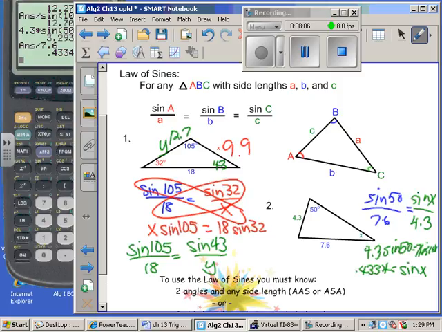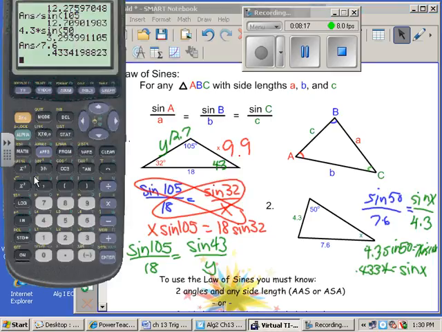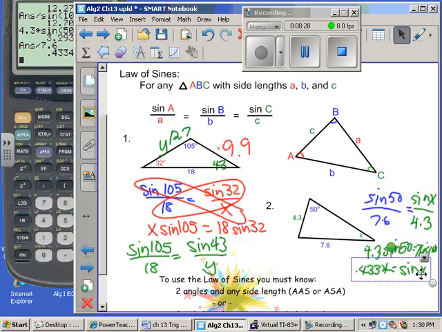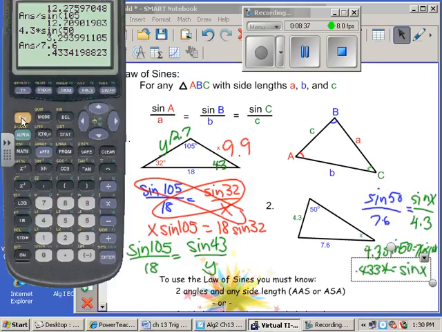So 0.4334 is equal to sine of x. So x is still caught inside sine. It's not just x equals, it's sine of x equals. So the way I solve for x is I use the inverse sine, because inverse sine gives me the angle instead of the length of the side. Okay? Isn't that where the angle would normally go? So I'm looking for the angle, not the side. So I'm going to do inverse sine, which is second function sine. It's the one with a little negative 1 here. So I'm going to do inverse sine of 0.4334, and that gives me 25.7.